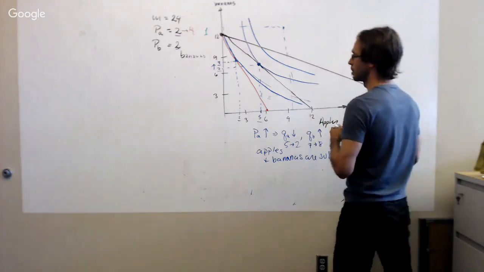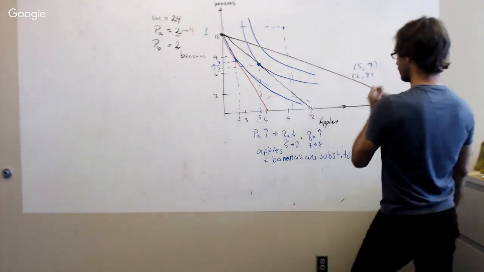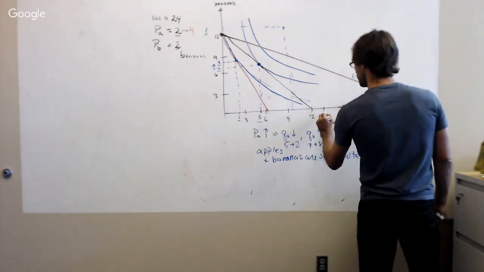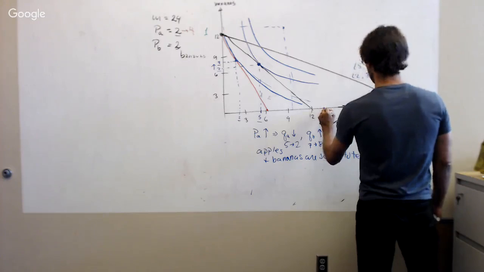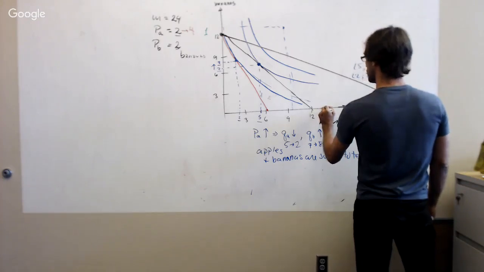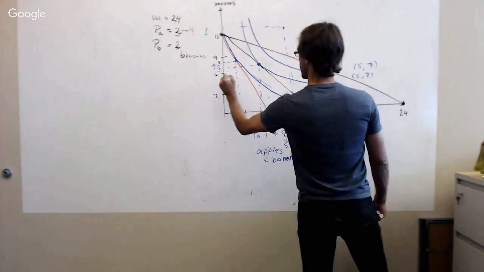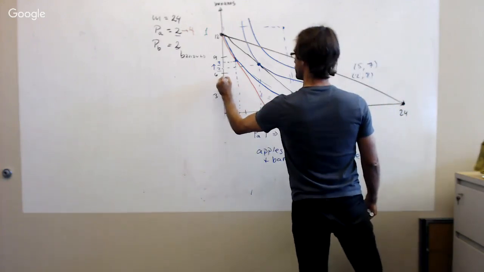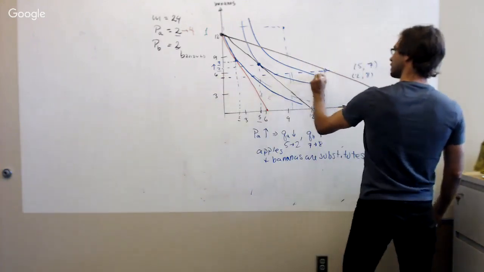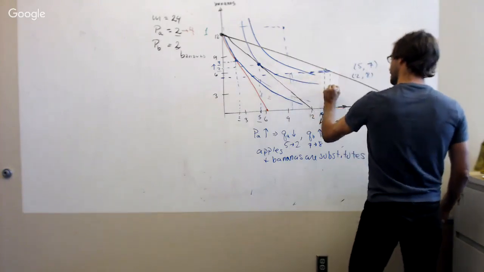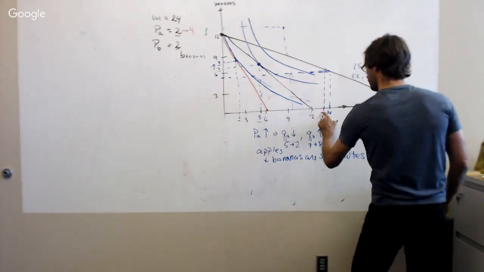Let's say that the optimal bundle is 14. Looks like 14. Let's say this is 5. All right, bear with me. Looks pretty good. Let's put the 14 down.